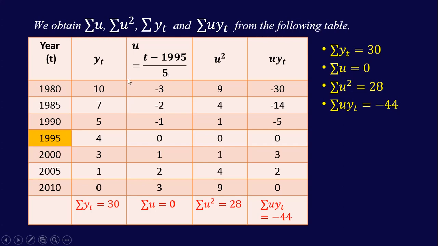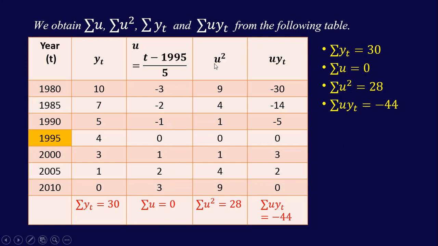Then we substitute 1990 here. 1990 minus 1995, we get minus 5, upon 5, we get minus 1. Then we substitute 1995 here. 1995 minus 1995 is 0, 0 upon 5 we get 0. Similarly, if we substitute 2000, we get 1. If we substitute 2005, we get 2. We substitute 2010 and we get 3. So these are the values of the new variable u: minus 3, minus 2, minus 1, 0, 1, 2, 3.